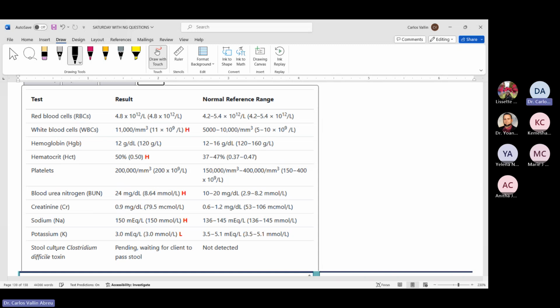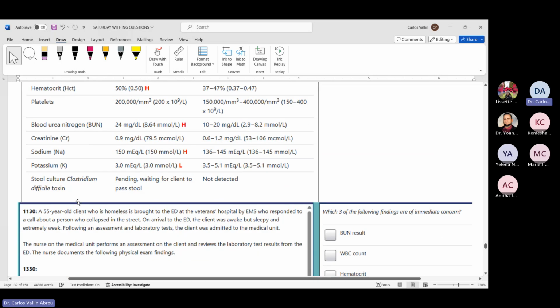Stool culture Clostridium difficile toxin. So this client is having a diarrhea associated with Clostridium difficile. Oh, no, sorry, I apologize. I'm not reading, I'm assuming. A culture for C. diff is pending, the result has not yet arrived. Okay, so we don't know yet if the client has C. diff. It's interesting that this client has no history of intake of antibiotics, the usual scenario of C. diff. Probably this client had a viral diarrhea, an intestinal flu. Let's see.